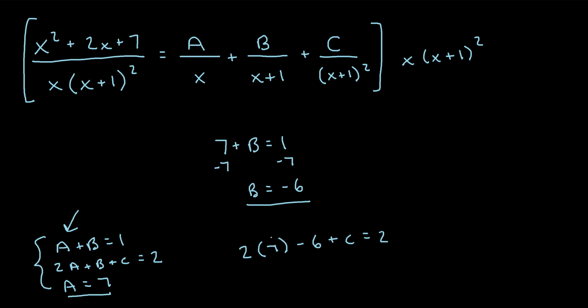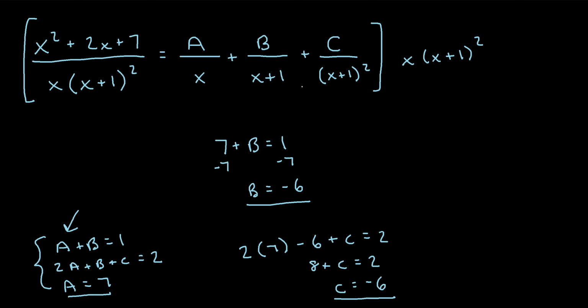Okay, so we get 2 times 7, that's 14, minus 6 is 8. So we have 8 plus c is equal to 2. And to solve for c, we can subtract an 8 from both sides. So we'll get c is equal to 2 minus 8, that's -6. So we've now solved for A, B, and C.